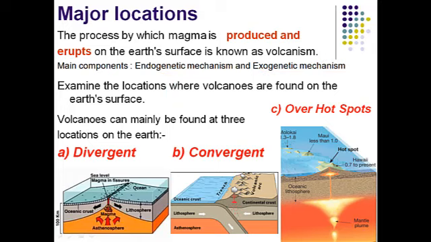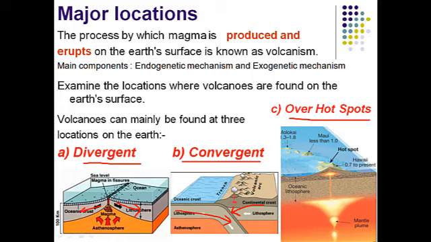Now we'll examine the locations where volcanoes are found on the earth's surface. Volcanoes can mainly be found at three locations on the earth: at the divergent plate boundary, convergent plate boundary, and over hotspots. Divergent plate boundary is where two plates diverge on either side due to the force from inside, called endogenetic mechanism. And convergent plate boundary is where two plates collide, one is an oceanic plate and another is the continental plate that rides over the oceanic plate. Due to friction between these two plates, volcanic activities are born.